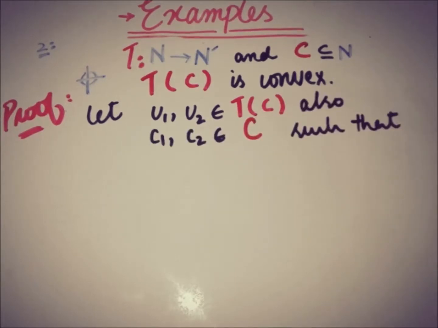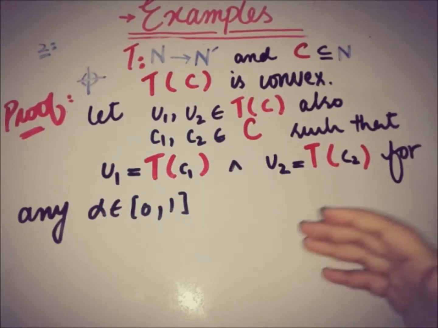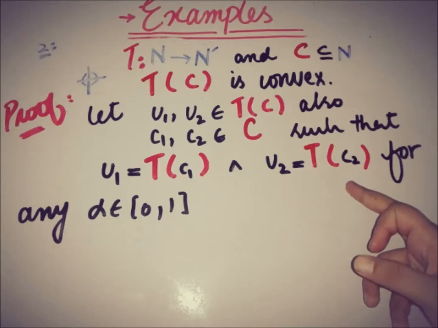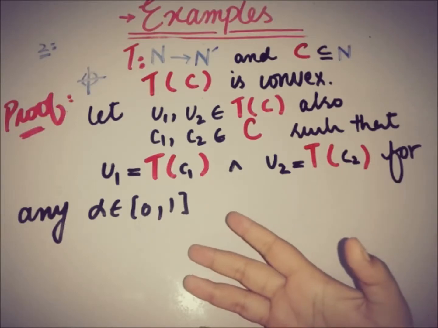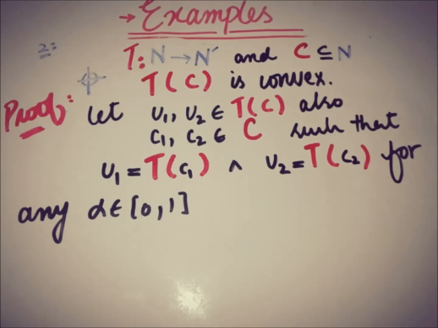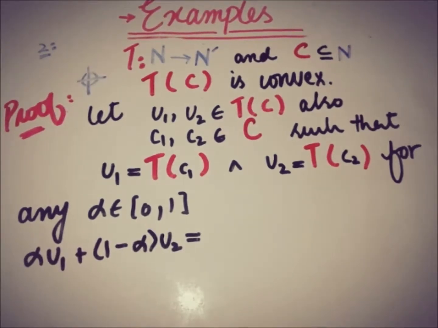And the structure of these U1 and U2 will be now this: U1 is the transformation on C1 and U2 is the transformation on C2. Then if we take any alpha between 0 and 1, we can write the definition of the convex combination, alpha U1 plus 1 minus alpha U2.